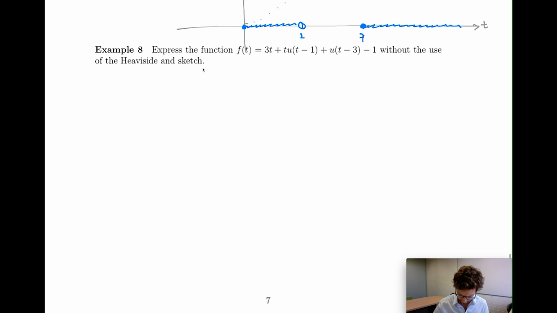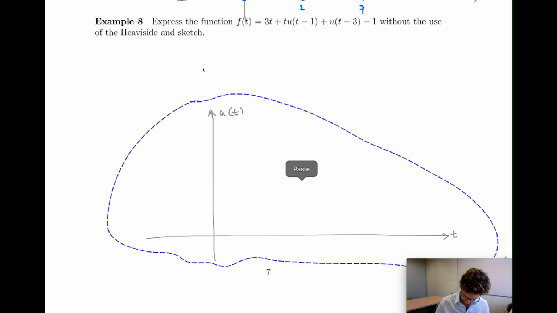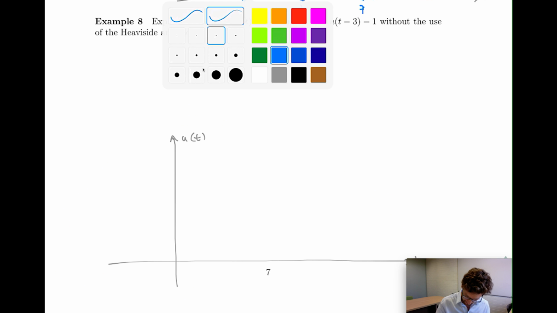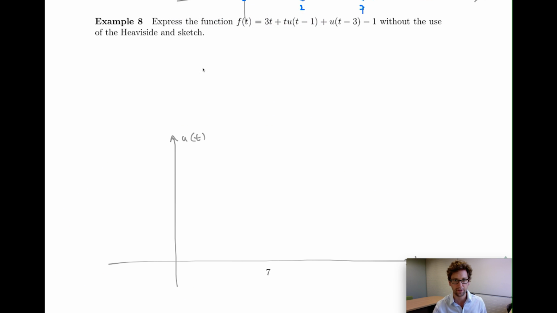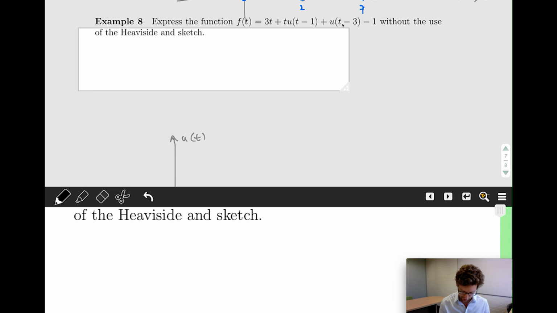We've got a function that we're going to try and express using a Heaviside, and then we're going to sketch it without the use of the Heaviside. So once again, I'm going to sketch this in terms of its different parts of the domain. So you can see that something's going to happen at t is equal to 1, something's going to happen at t is equal to 3. So those two change points are going to give me 3 different regions.